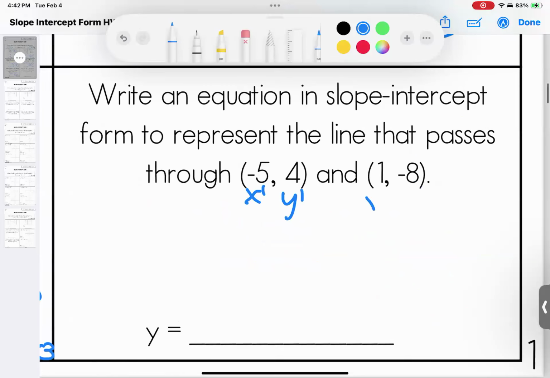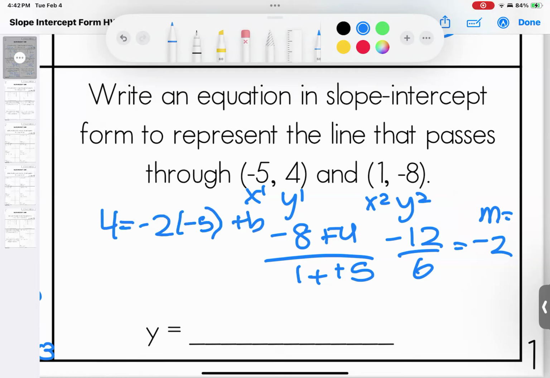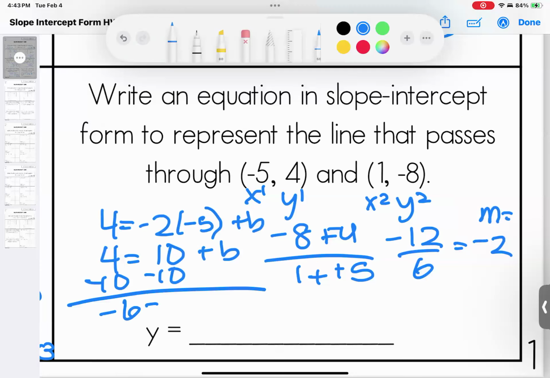Labeling. So we have -8 minus 4 over 1 minus -5. Keep change. End up with -12 over 6, or -2 for our slope. Y equals mx plus b. 4 is equal to 10 plus b. Subtract your 10 from both sides. -6 is equal to b. Y equals mx plus b.